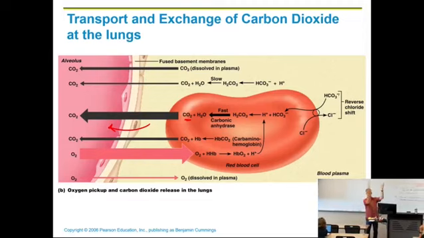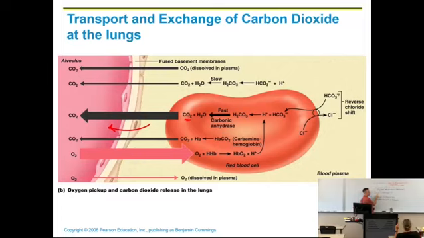So carbonic anhydrase is a key aspect to carbon dioxide transport as well. So you need to know where it's transported, mainly as bicarbonate ion. That carbonic anhydrase in the red blood cells is what does that conversion back and forth. Okay?